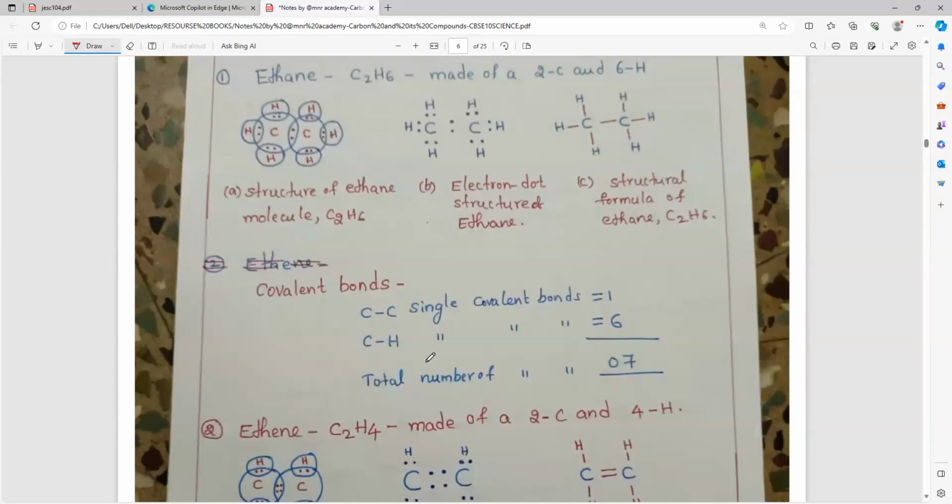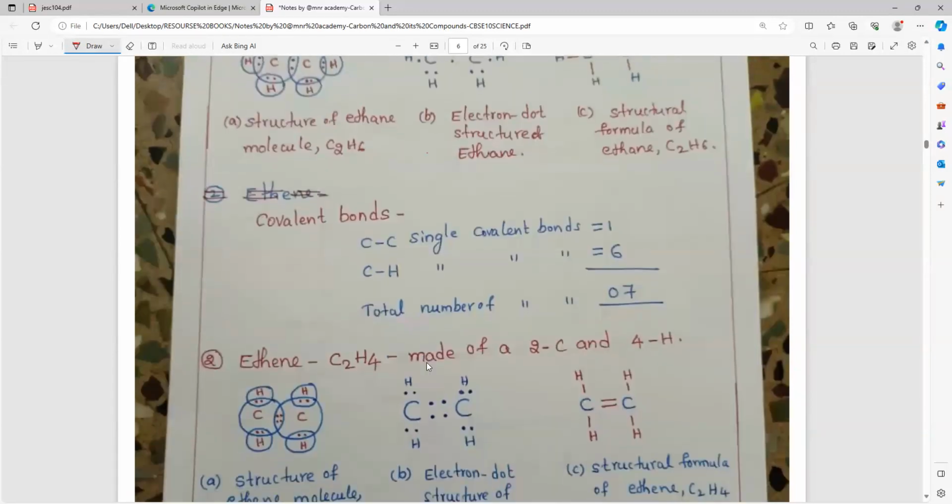Next, this is the most important concept. Yesterday also I told you: calculate for every compound the C-C single bonds, C-H single bonds, double bonds and triple bonds. Like that, the number of atoms will vary. That is what we call atomicity. Remember, single bonds are present between C and C and between C and H. You have to remember that. Anybody having any problem?